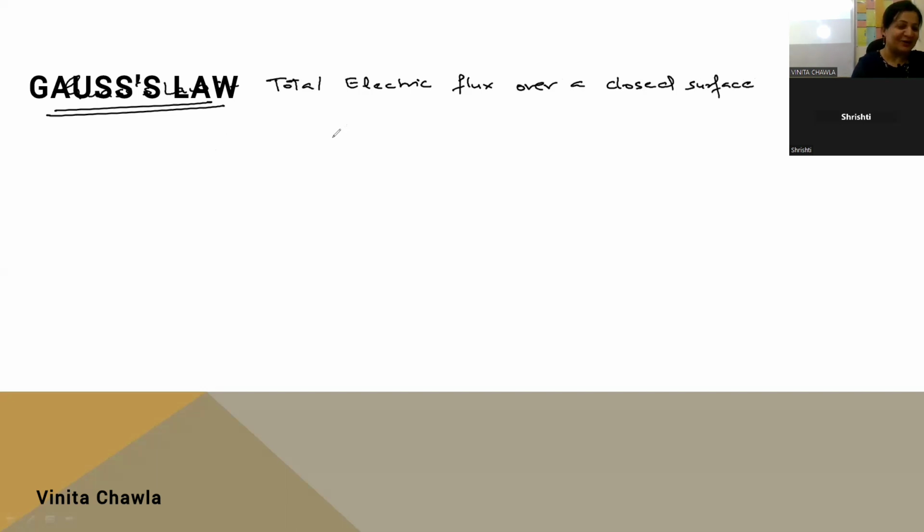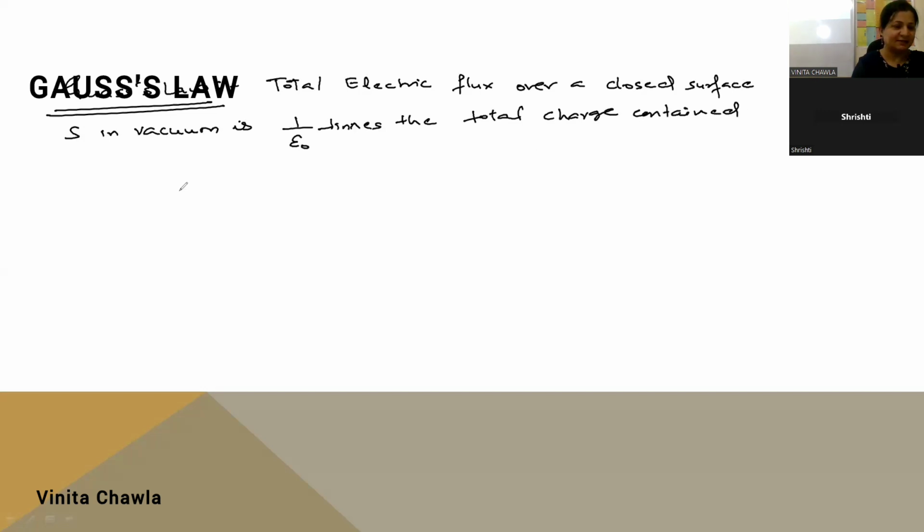Total electric flux over a closed surface S in vacuum is 1 upon epsilon naught times the total charge contained inside S. Total electric flux over a closed surface S in vacuum is 1 upon epsilon naught times the total charge contained inside S. This is Gauss law.